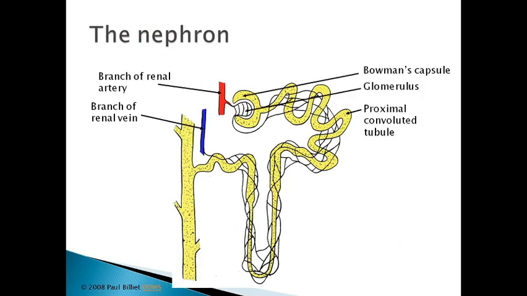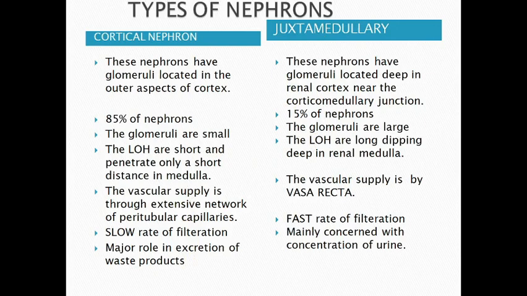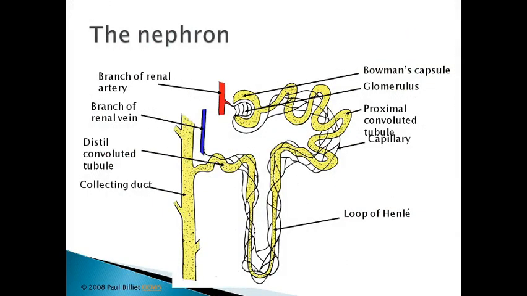So finally, just to go through the structure of the entire nephron: renal artery, renal vein, Bowman's capsule, glomerulus, PCT, then the loop of Henle, distal convoluted tubule, collecting duct. I hope the complete structure of nephron is clear to you. If you have any queries, soon we'll be dealing with the queries also.